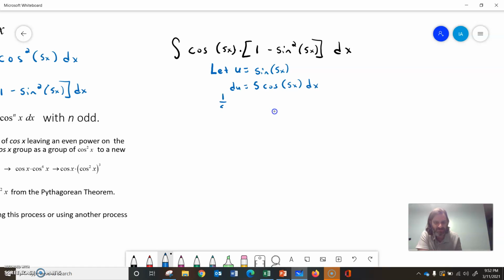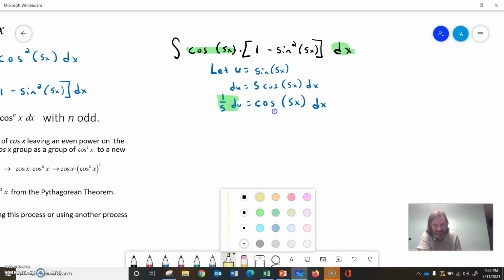And if we isolate that, we'll have 1/5 du equal to cosine of 5x dx. So let's do a couple of substitutions here. We're going to let the cosine 5x dx be 1/5 du, and we will let sine of 5x be u.